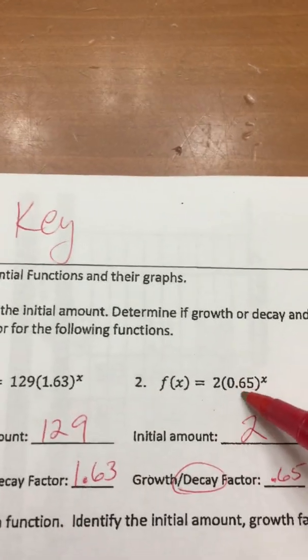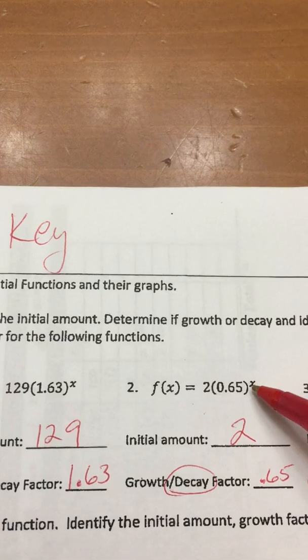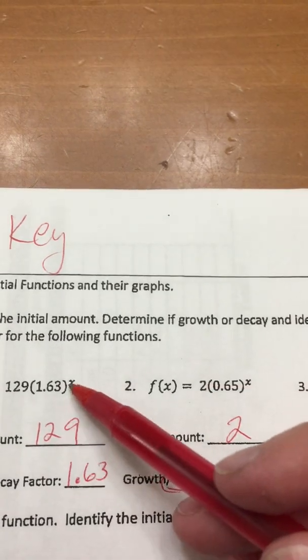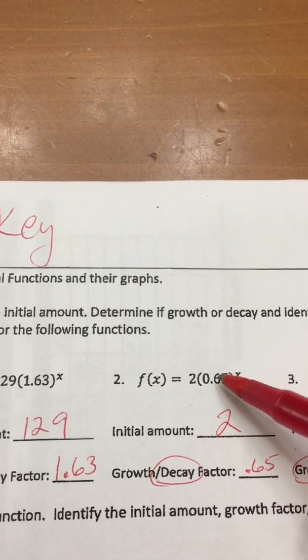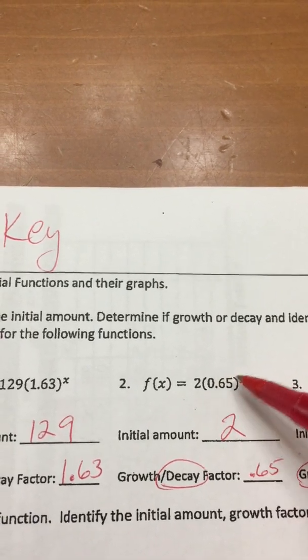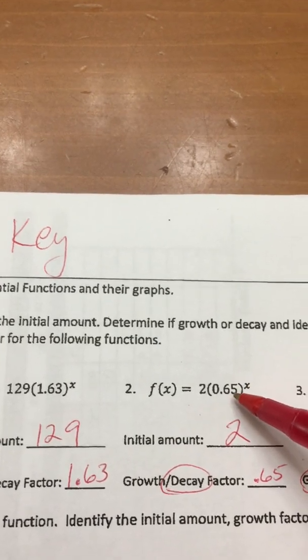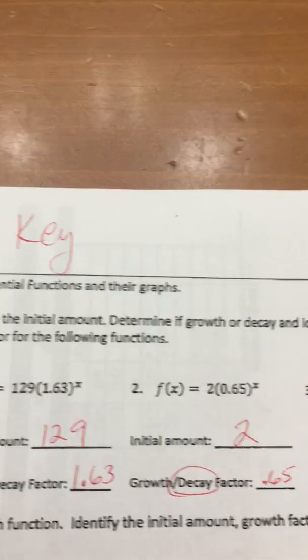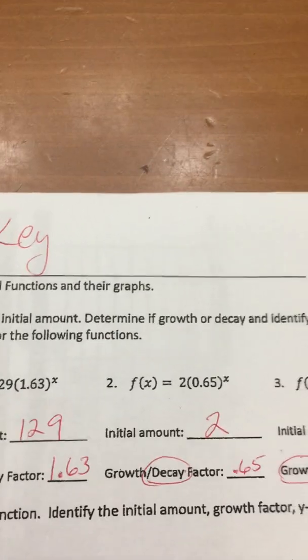So on the second one, here it is again. It's exponential because the X is the exponent itself. So that's how you know it's an exponential equation. 2 is what we started with, the initial amount, and then 0.65 is smaller than 1, so the growth or decay factor is the number with the X as the exponent. So 0.65 is decaying, and that is the decay factor. So pause the video and go do 3 and 4 and see how you do.